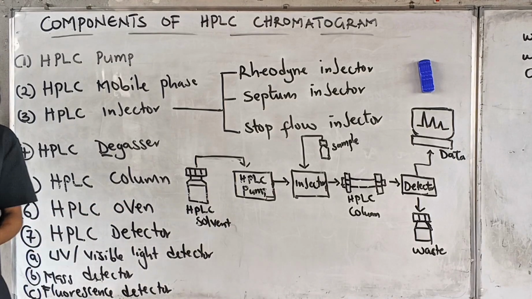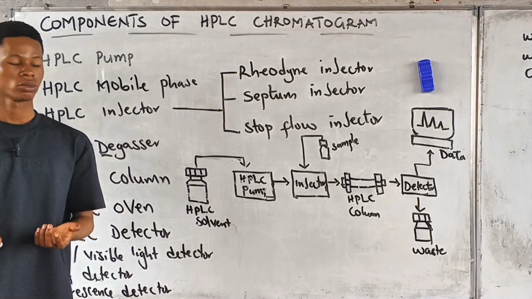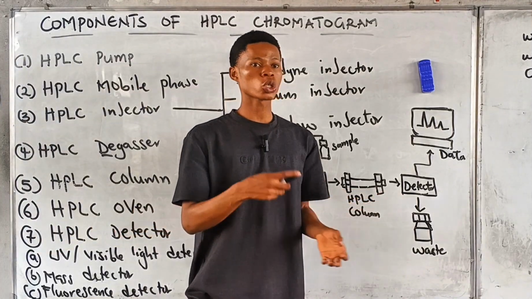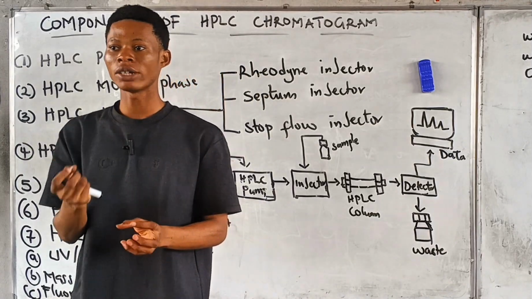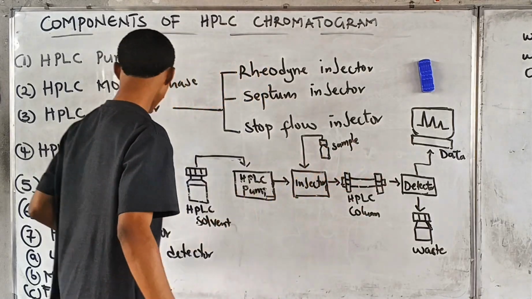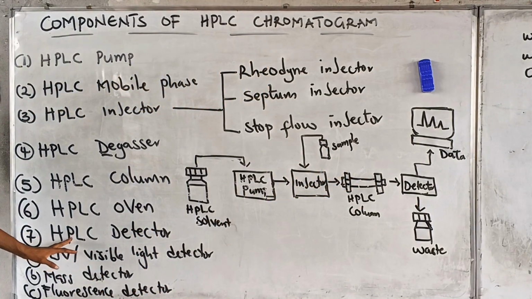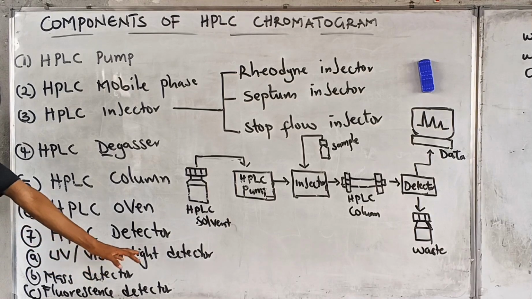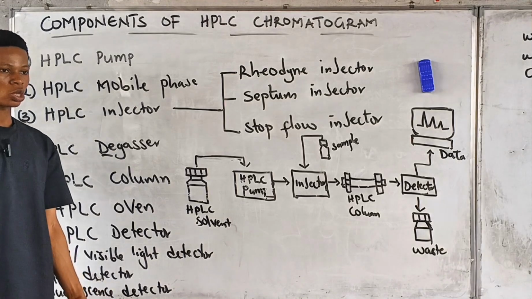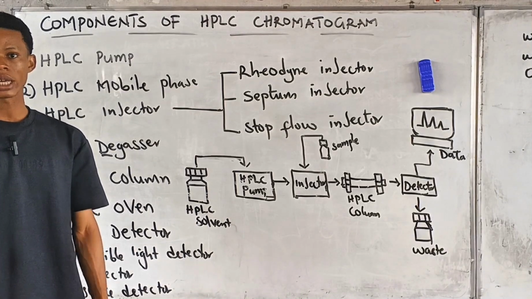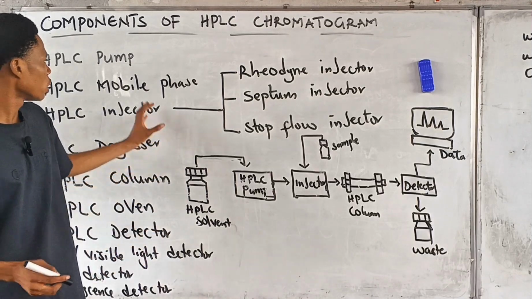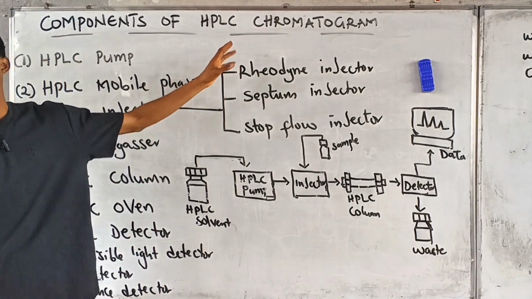HPLC oven is used to regulate the temperature of the column. HPLC detector, we said, is used to detect the components that have been eluted, right? Then the HPLC detector can be a visible light detector, UV detector. We can have our mass detector, fluorescence detector, and what? I gave you 4. Infrared detectors, right? So these are the components of the HPLC chromatogram.